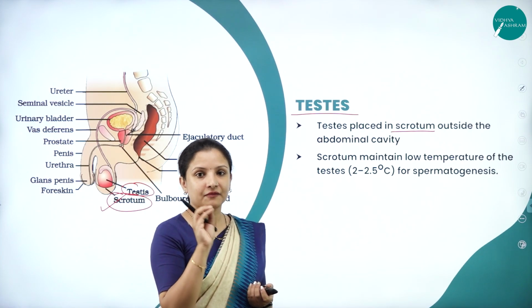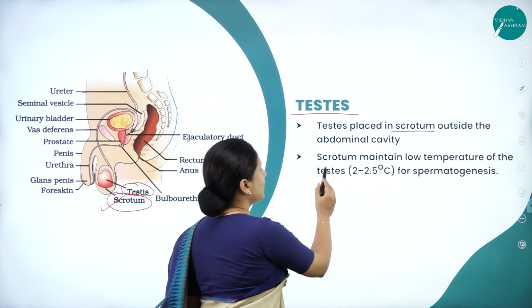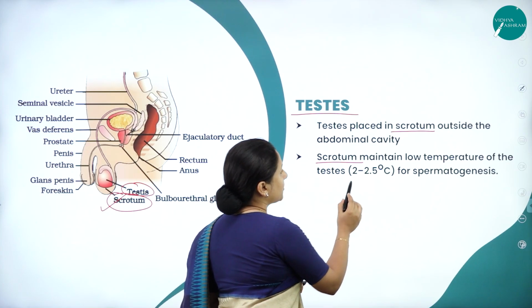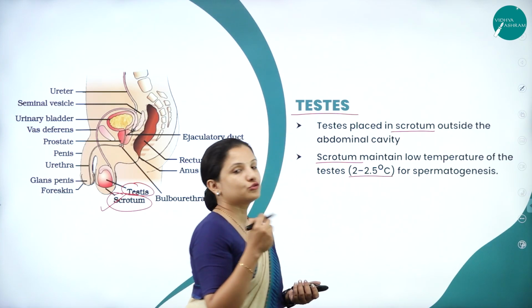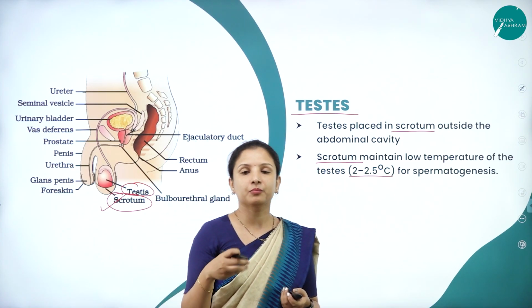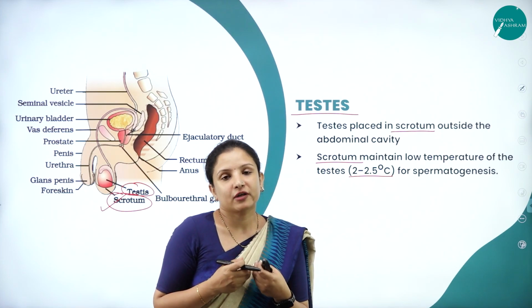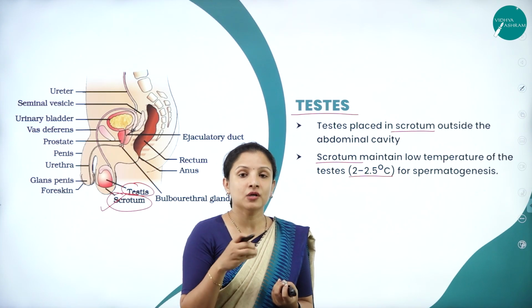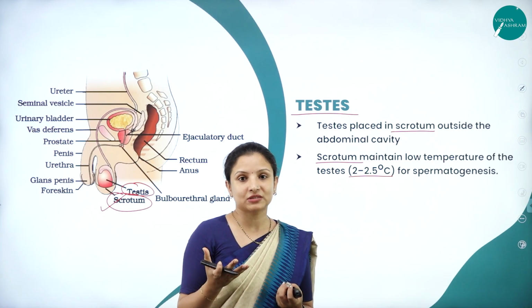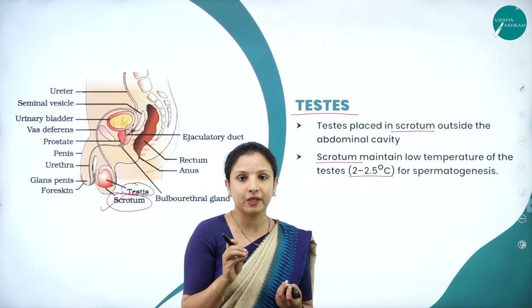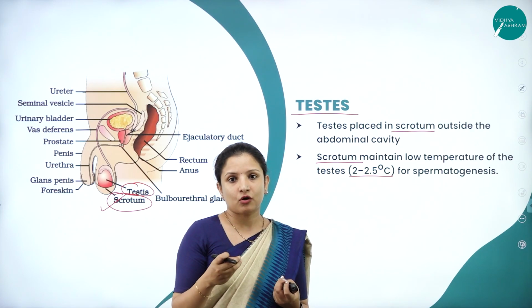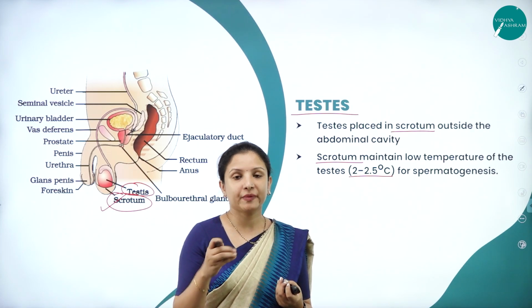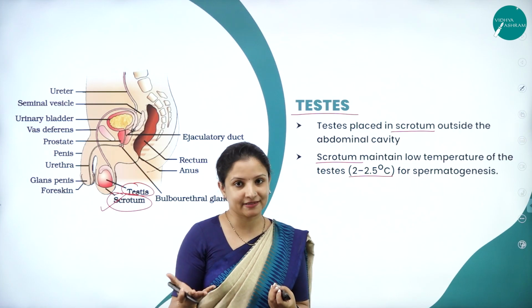So that active temperature is maintained by the scrotum, and the temperature is always just 2 to 2.5 degrees centigrade more than the body temperature. Say, for example, the body temperature is somewhere around 37 degrees centigrade. So the testis temperature should be somewhere around 38 or 39. It should be 2 to 2.5 degrees more than that.